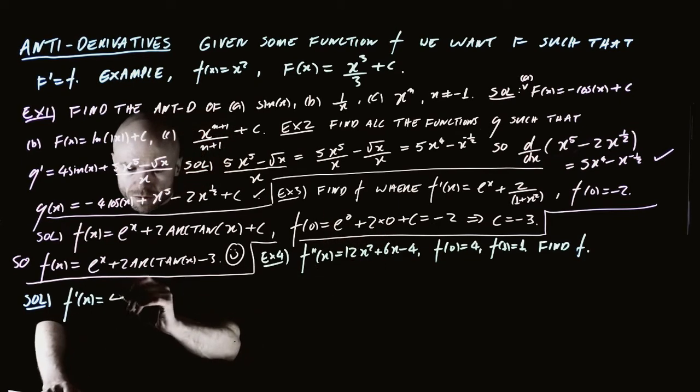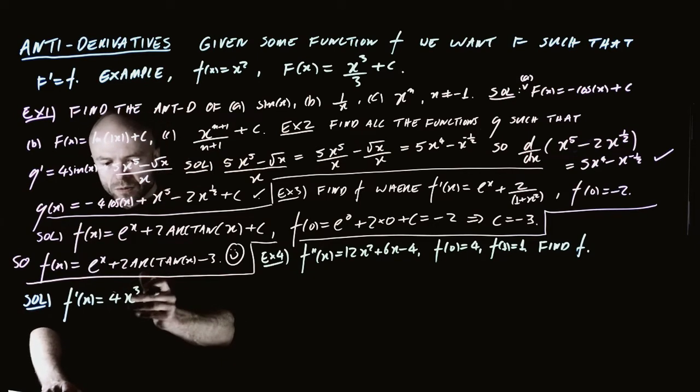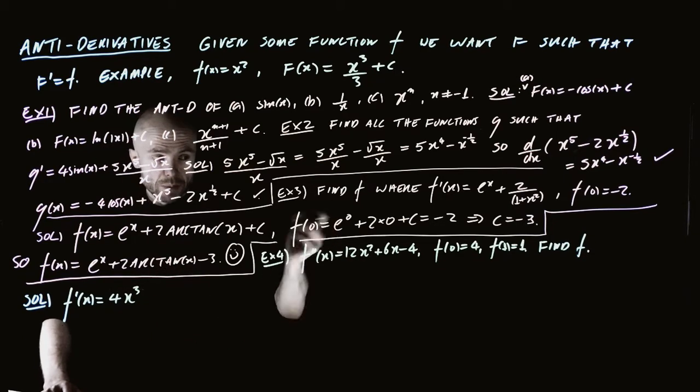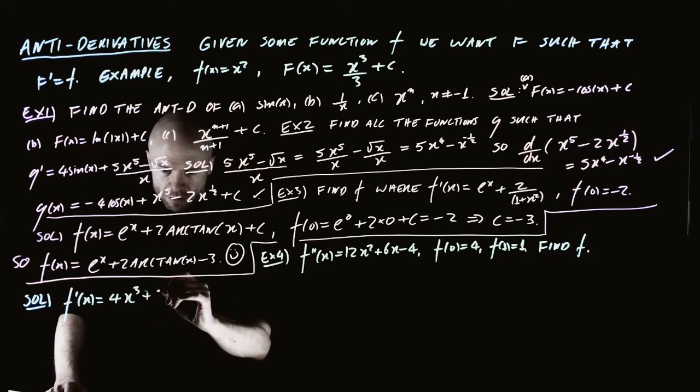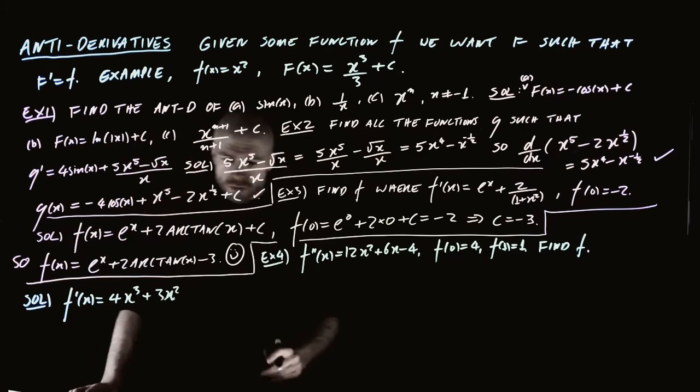So what if we do this? 4x to the 3. When we differentiate this, the 3 comes down, 3 times 4 is 12, and then we have x to the power 2, so that gives us that part. We're happy. Now let's do this, 3x squared, same thing. That thing will definitely give us what we want.